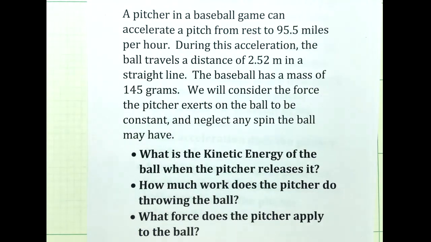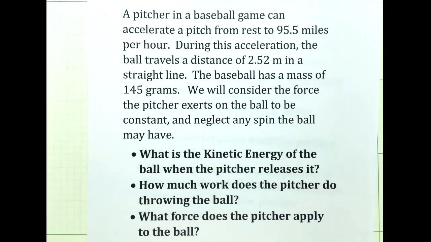In this video, we will use the work-energy theorem to solve the following problem. A pitcher in a baseball game can accelerate a pitch from rest to 95.5 miles per hour. During this acceleration, the ball travels a distance of 2.52 meters in a straight line. The baseball has a mass of 145 grams.